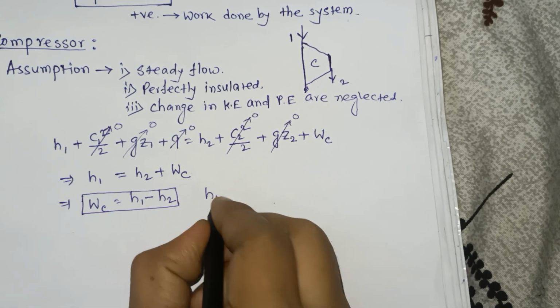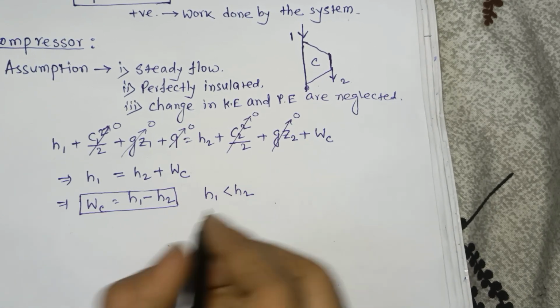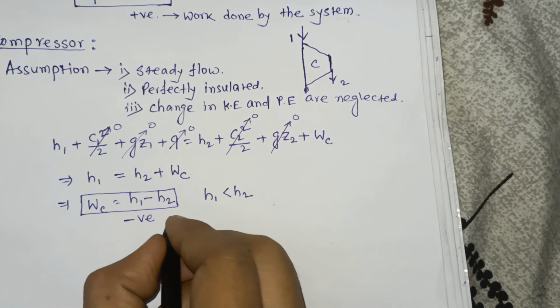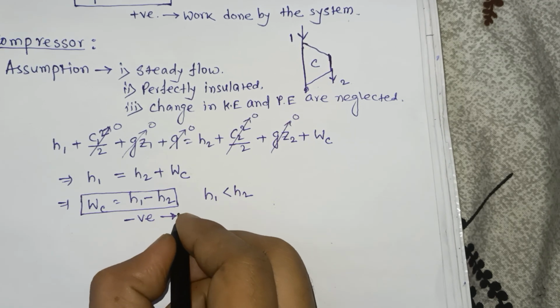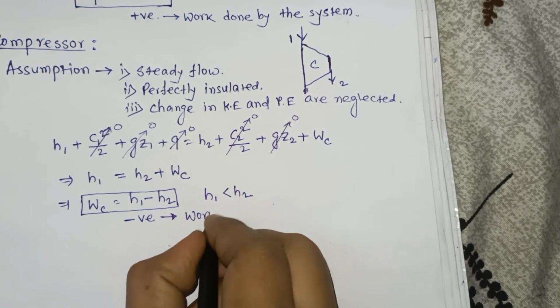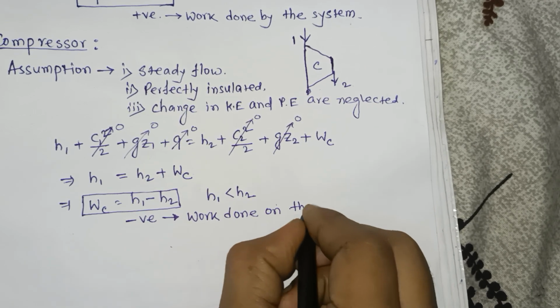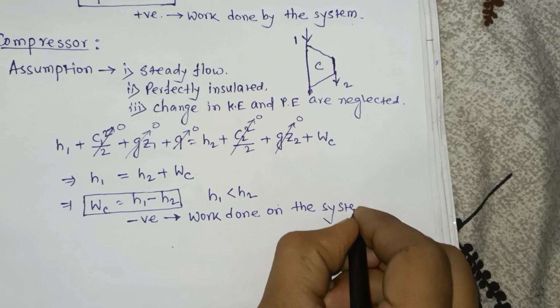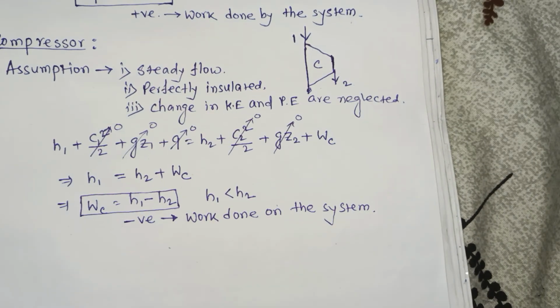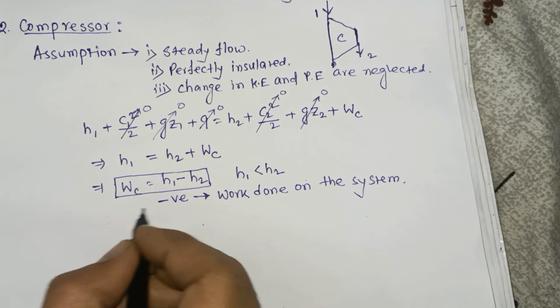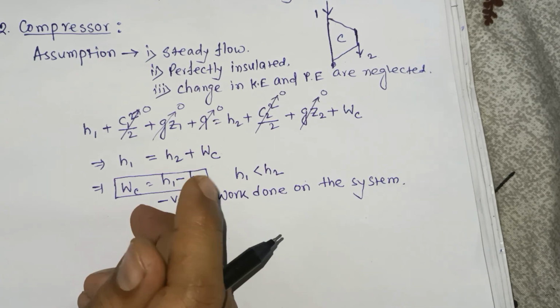But here H1 is less than H2. So that's why this compressor work will be negative. That means work done on the system. Okay. So this is the compressor work. This is the formula: Wc equals H1 minus H2.